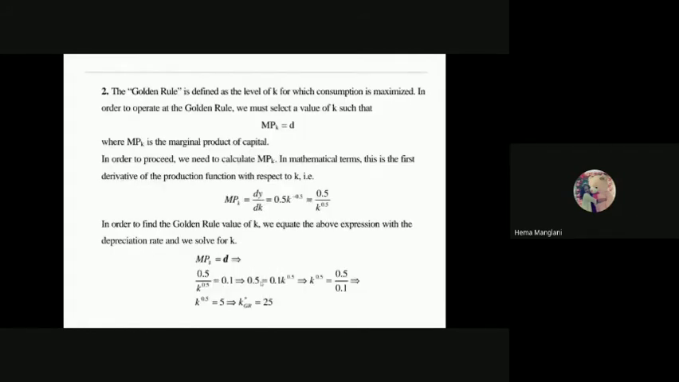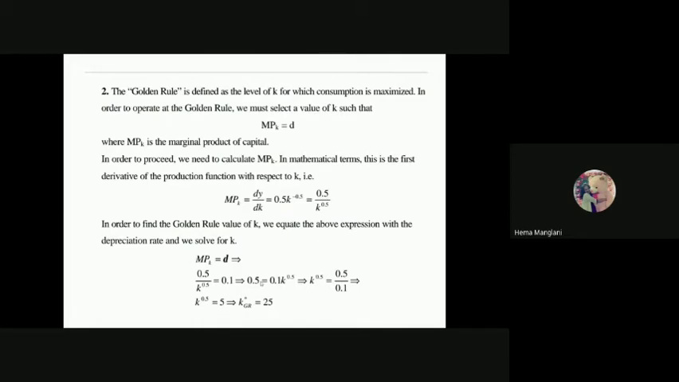So we will directly go to our second solution. The golden rule is defined as the level of K for which consumption is maximized. In order to operate at the golden rule, we need to follow this expression: marginal productivity of capital is equal to the depreciation level. It means MPK minus d is equal to 0. So we have to always equate it with the level of depreciation. In order to proceed, we need to calculate this MPK. How to calculate it? That is dy by dk.